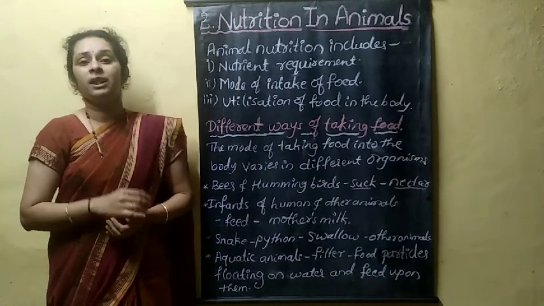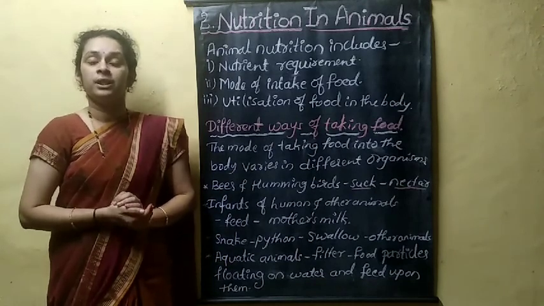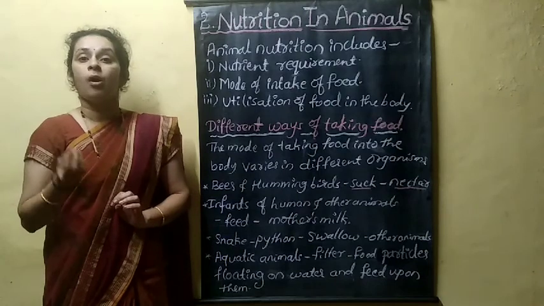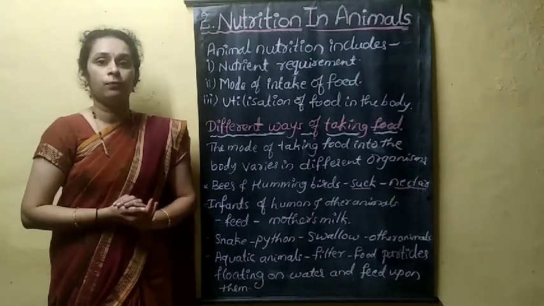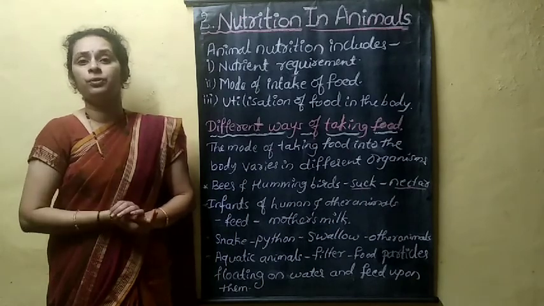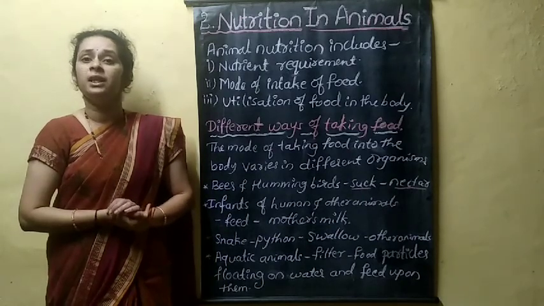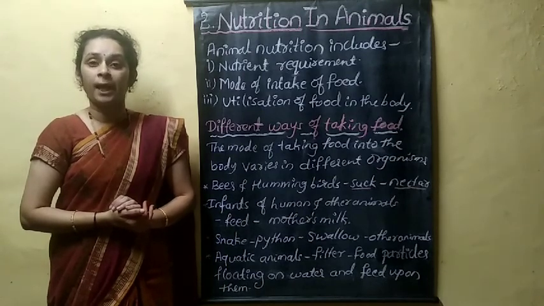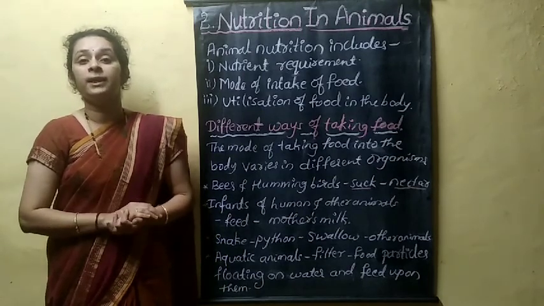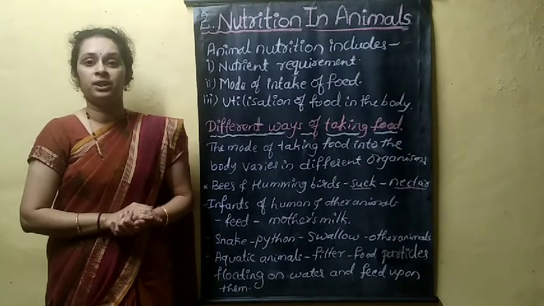But animals cannot prepare their own food. They depend on plants or other animals, directly or indirectly, for their food. That mode of nutrition is called heterotrophic nutrition. In animals, we observe a heterotrophic mode of nutrition.